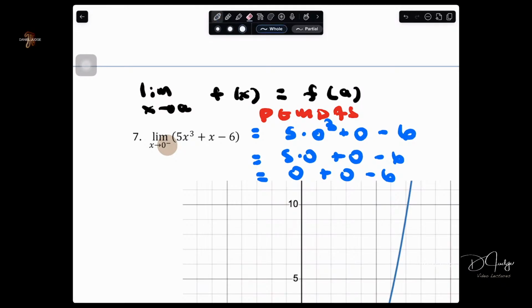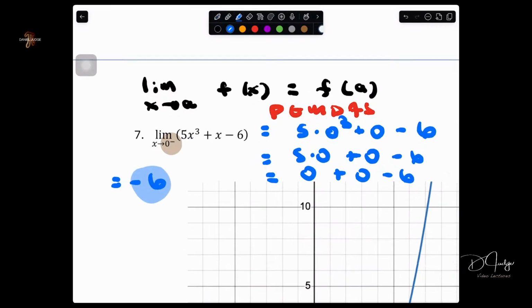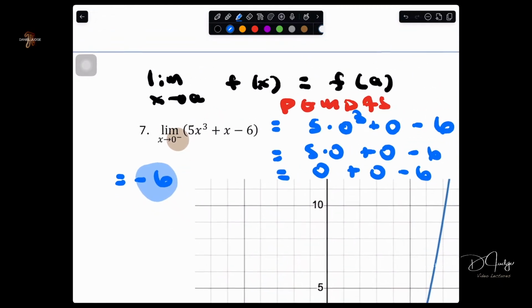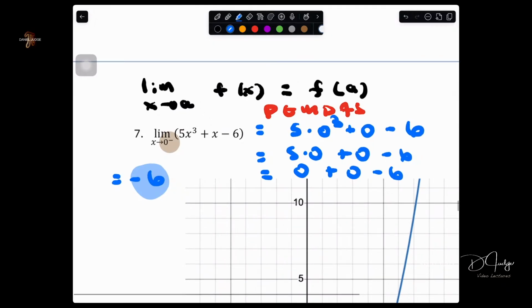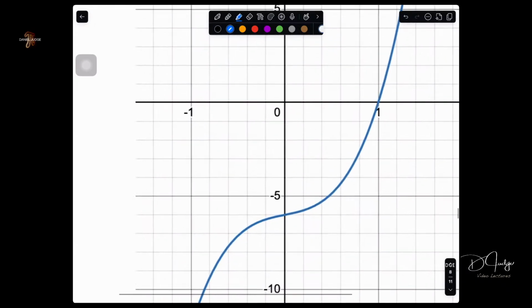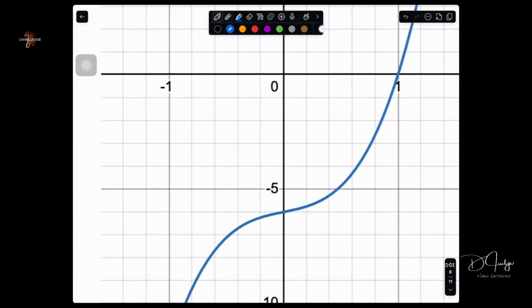So I'll put the answer over here. This equals negative 6. Okay, so the limit as x approaches 0 from the left, because this is a polynomial function, we just use functional evaluation. So this will be negative 6. Now let's take a look here. X is going to 0 from the left.